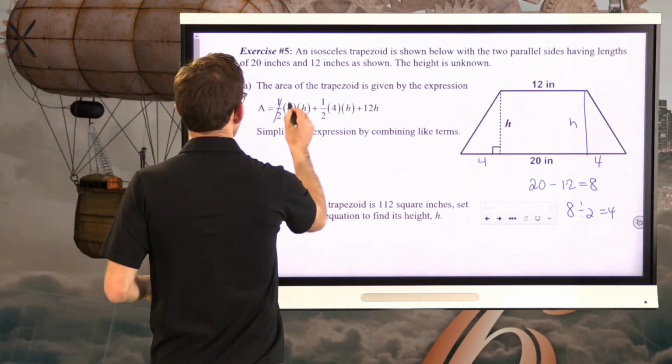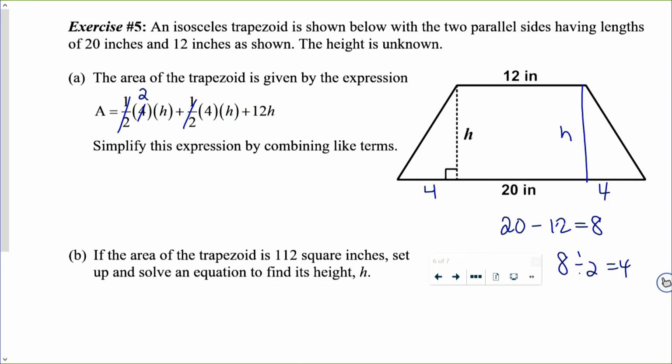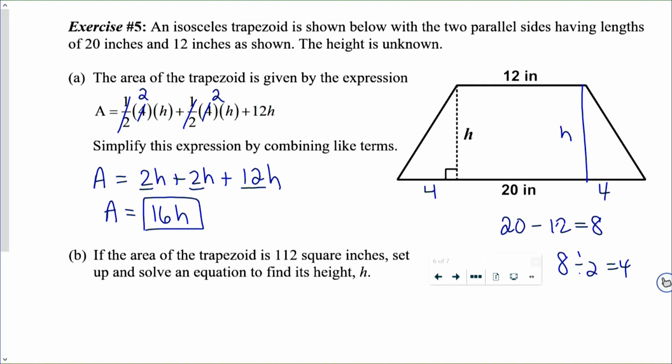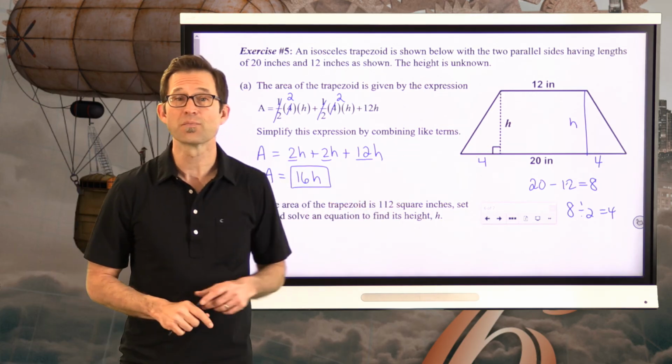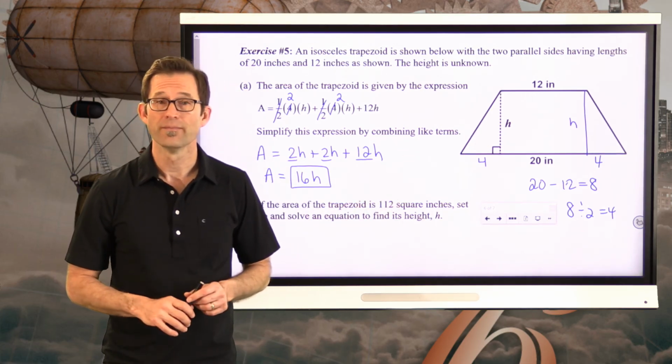All right, well, just kind of working up here. If I do 1/2 times 4, I get 2. And 1/2 times 4, I get 2. So the area is going to be 2h plus 2h plus 12h. Well, again, I'm just keeping track of how many h's I have. I've got 2, 4, 16. So 16 times h gives me the area of this particular trapezoid.